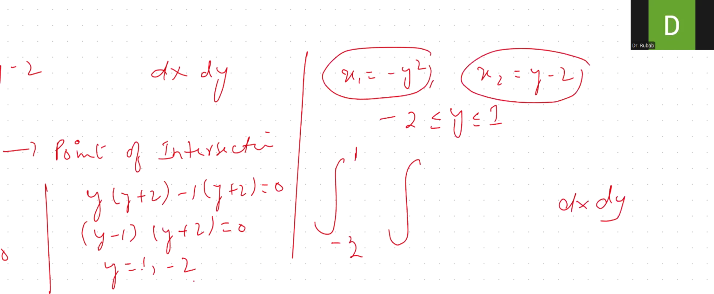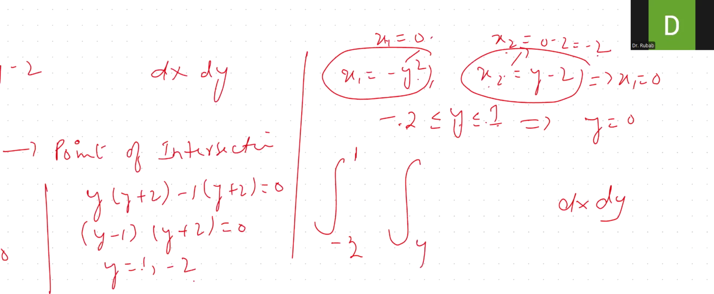So I take a value between minus 2 and 1. The value of y between minus 2 and 1 is y is 0. I use 0 in this equation. When I use 0 in this equation, x1 becomes 0. When I use 0 in the other equation, x2 becomes minus 2. So x2 is minus 2, which is smaller than 0. So x2 is the lower limit because it has the smaller value, and x1 is the upper limit. The upper limit is always greater than the lower limit. So this is the formula. It is like dx dy.